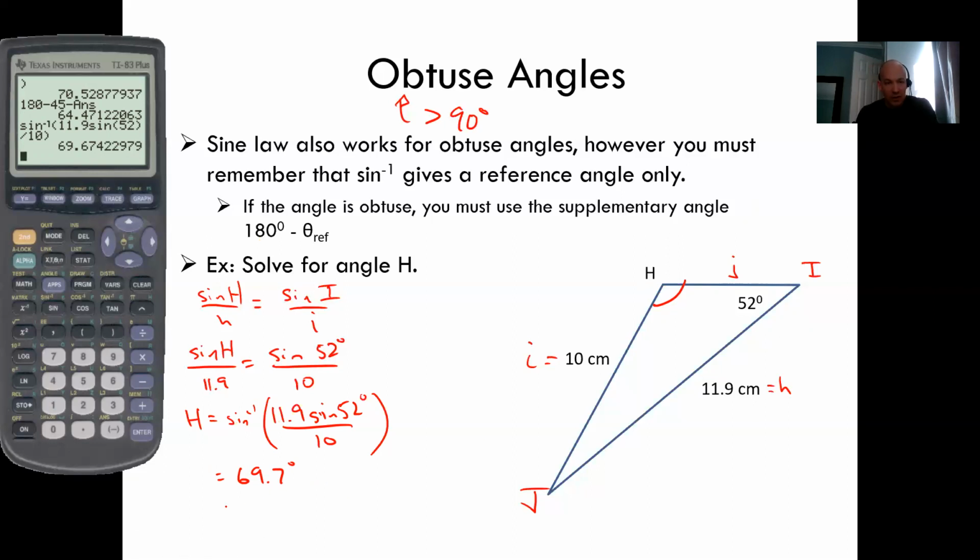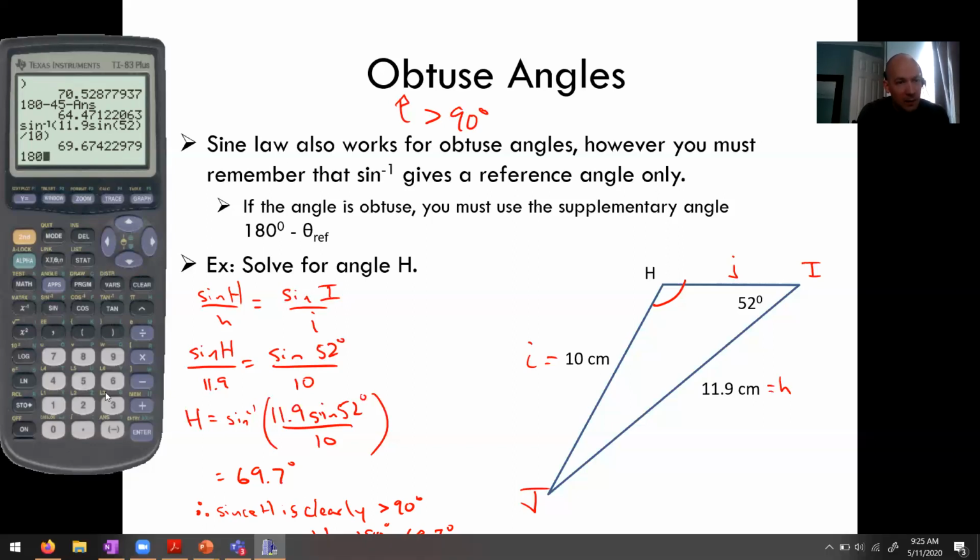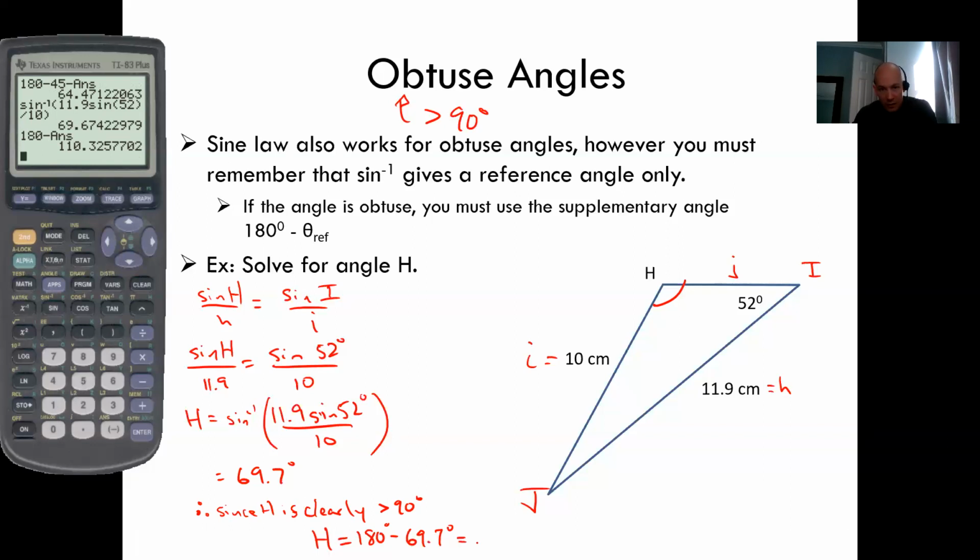So what we would do is we would say, therefore, since H is clearly greater than 90 degrees, H equals 180 minus 69.7. Let's go to our trusty calculator here to make sure we get a precise 180 minus the answer. And then we get ourselves 110.3 degrees. And that looks more like the angle.